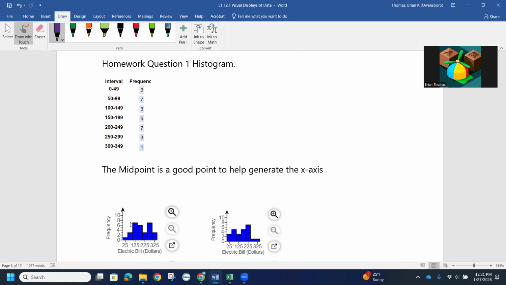Now notice how there's this 25 here. Notice how that would actually be the midpoint of this. So if you add 0 plus 50, that'd be 50, half of that is 25. So they're using a midpoint of about 25. And notice how the class width is 50.